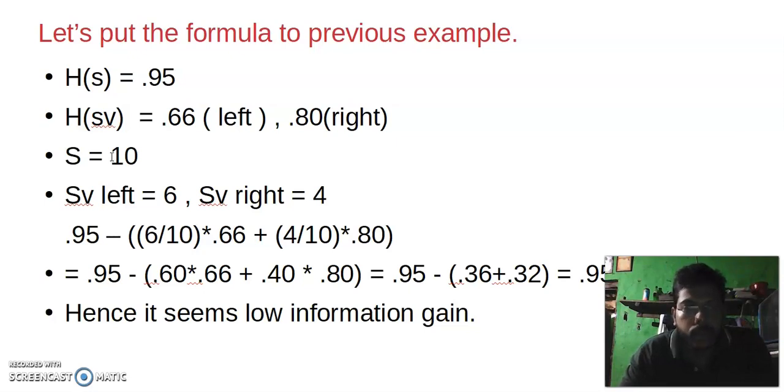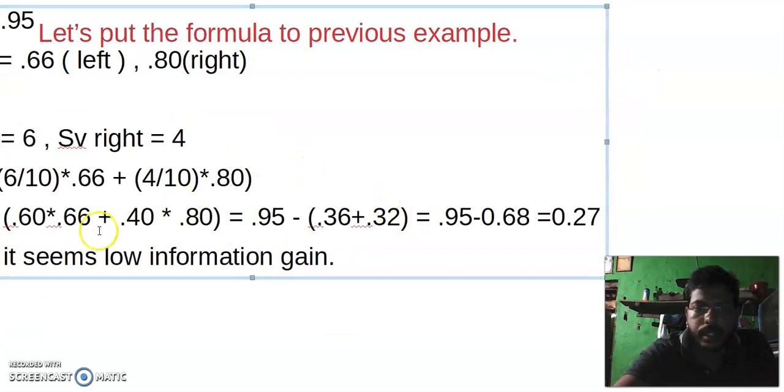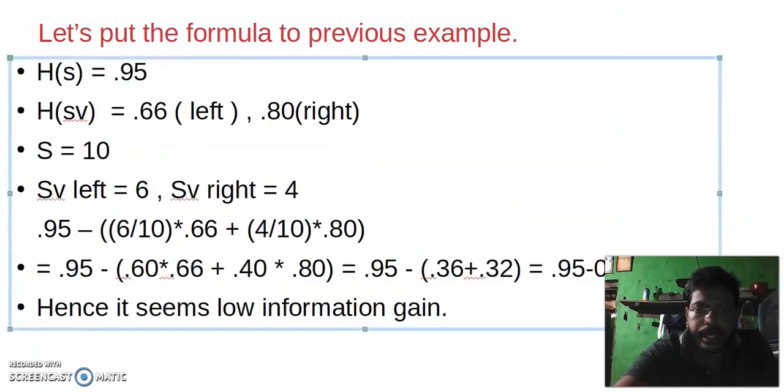The number of records present in the root node is total 10. The number of records in the left node is 6 and the number of records in the right node is 4. So if it is kept in the formula, 0.95, which is H of S, minus 6 by 10, which is SB divided by the total number of S, into the left entropy, plus the number of records in the right node divided by the total number of records, 4 by 10 into 0.80. 0.80 is the entropy of the right side. Once the calculation is done we found 0.95 minus 0.36 plus 0.32 equal to 0.95 minus 0.68 equal to 0.27. Hence, it seems a low information gain.